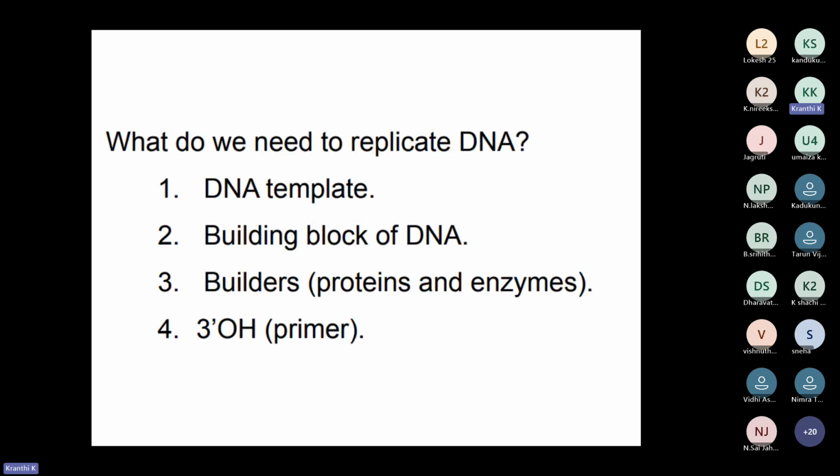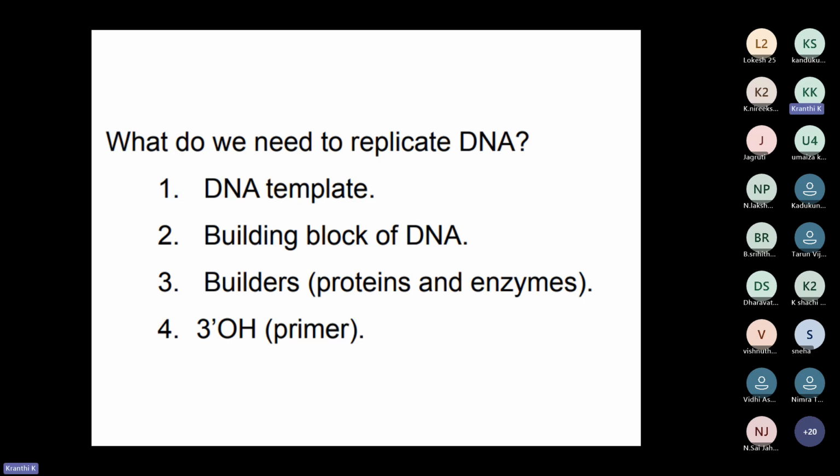So what do we need to replicate the DNA? First of all, we need a template, right? We need one copy. See, DNA is there. DNA is a double stranded helical structure, right? So that double strand has to get unwound. It should be split into two separate single strands. So one strand is called a DNA template. So we need a DNA template.